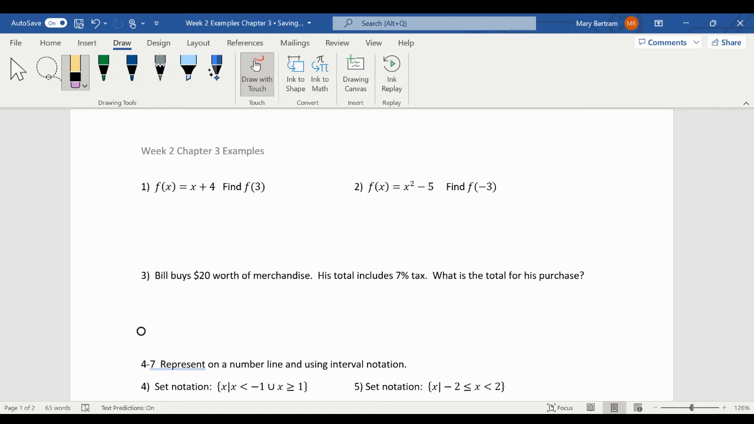Let's review some examples from chapter 3. All right, so let's go ahead and start with a simple example that's a function notation. And this week we're looking at some of the characteristics of the different functions.